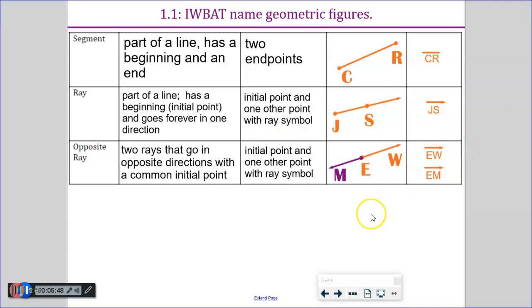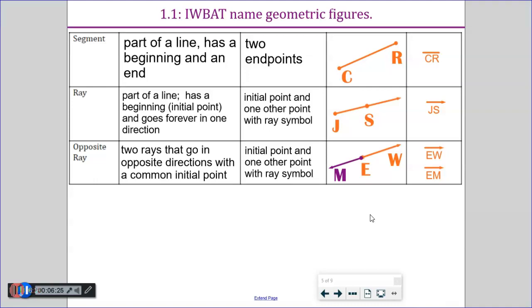Finally, we can have two rays together that are called opposite rays. Opposite rays are two rays that go in opposite or different directions with a common initial starting point. In the picture, you can see that the ray that is purple that goes from E to M and the ray that is orange that goes from E to W are opposites, both starting at E. They are labeled using the common initial point E and one other point, so I called them EW and EM. Notice I can tell they're opposite rays because they both started with the letter E.